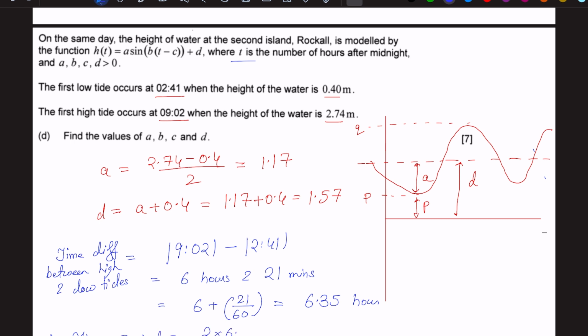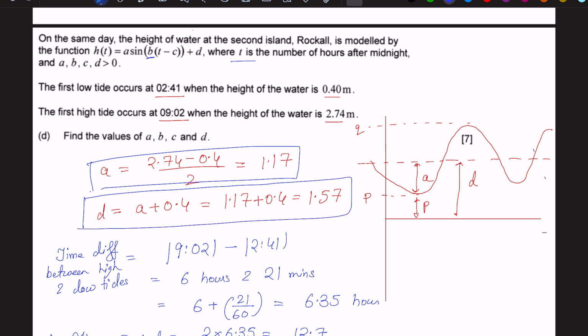2 times 6.35, 12.7. Now we have to find B. I know for time period the formula is 2 pi over B will be your time period T. So from here B would be 2 pi by 12.7, and this value will come out to be 0.495. So we got the value of B, we got the value of A, and we got the value of D. Now we just have to find C, right?